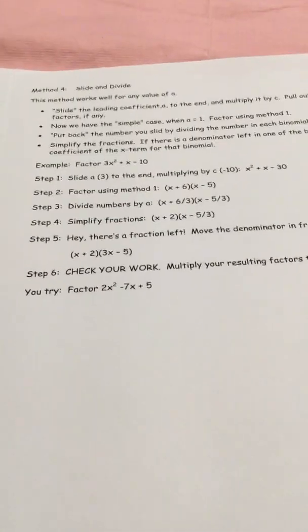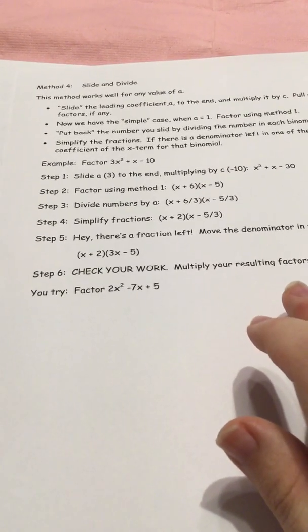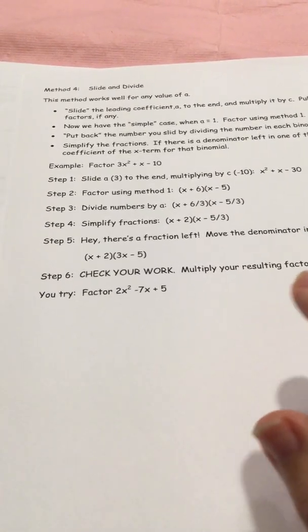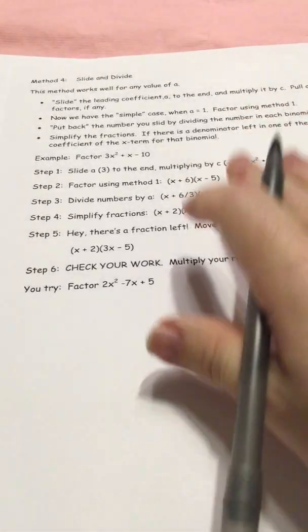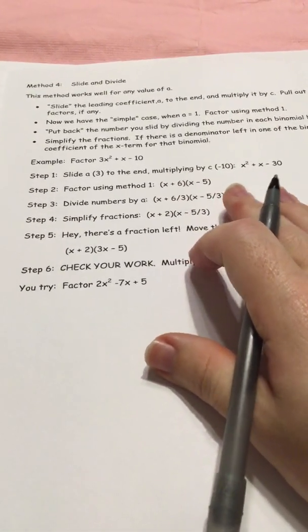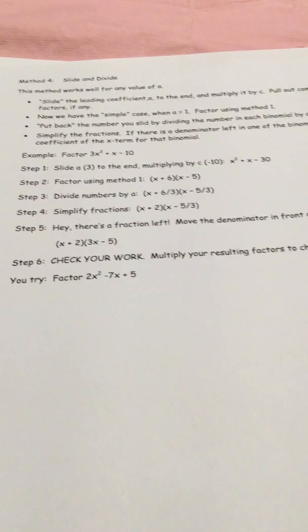Method 4 is called the slide and divide. So with our slide and divide, this method works for any value of a. So our methods 2, 3, and 4 work for any value of a. Method 1 only works when your a is equal to 1.